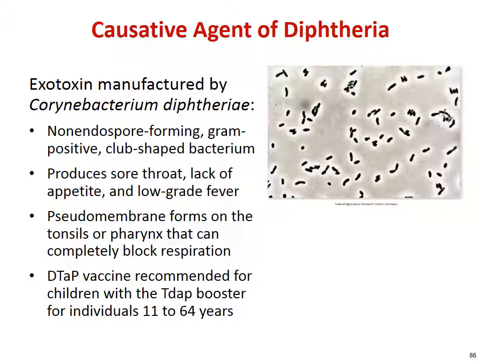So what is the causative agent of diphtheria? Well, it's a bacteria called Corynebacterium diphtheriae. Again, it's a non-endospore forming gram-positive club-shaped bacteria. It again produces a sore throat and lack of appetite and low-grade fever. But we see the pseudomembranous forms on the tonsils or pharynx that can allow for the blockage of the pathway, which stops breathing, naturally resulting in death. So again, that vaccine, the DTaP, very necessary for children, and then the Tdap booster for individuals throughout the rest of their life.